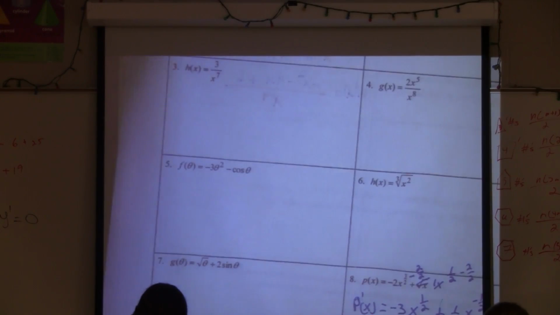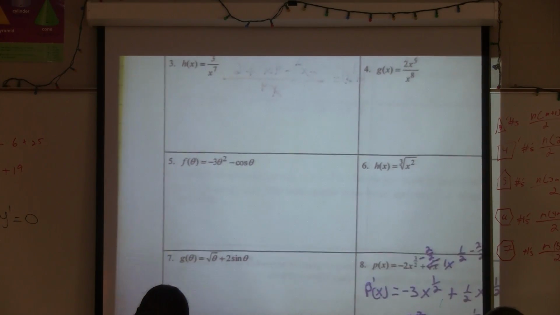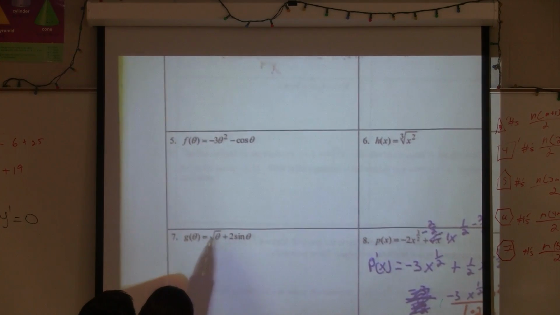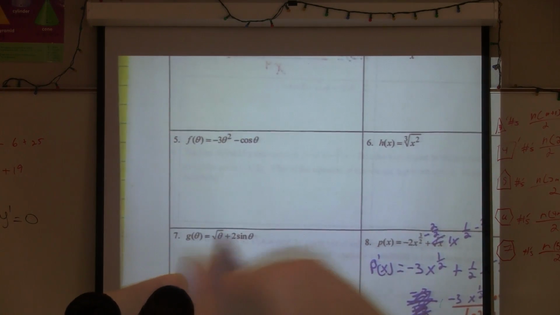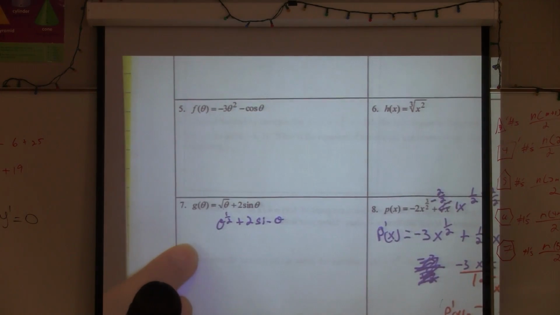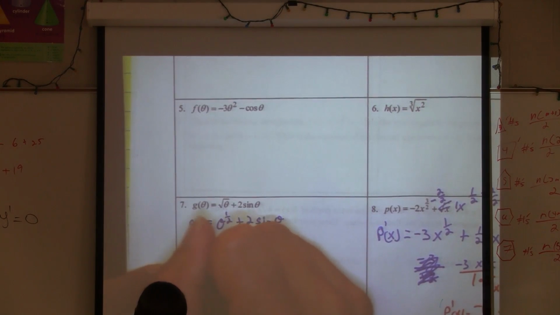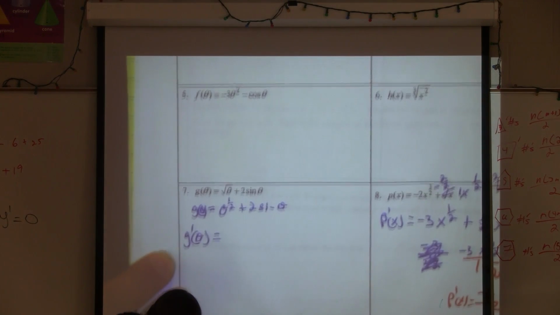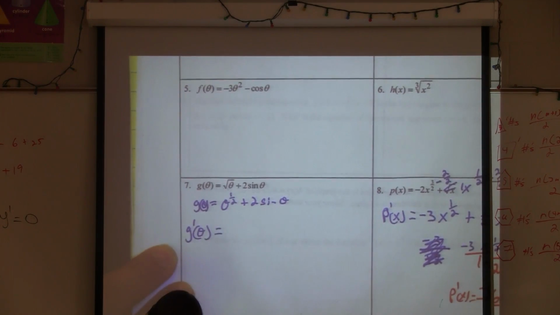So look at 5 and 7. Which one do you want to do? 7? Okay, let's do 7. So before we start, we're going to rewrite this part, right? So that's really theta to the half, plus 2 sine theta. Okay. What would be the derivative of this? G prime of theta. The derivative of the first part.